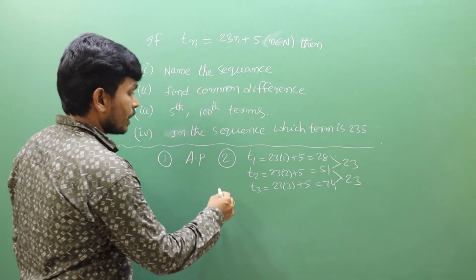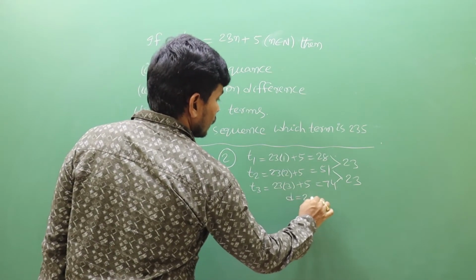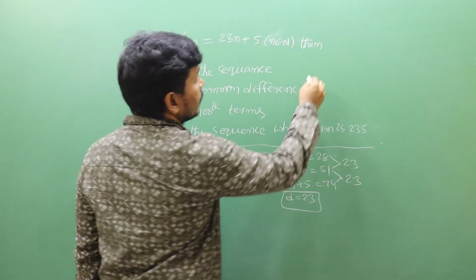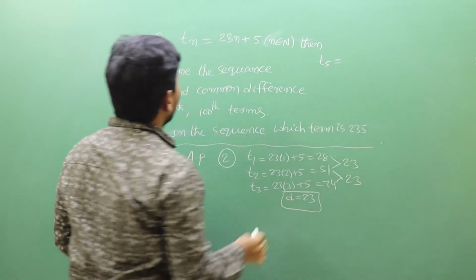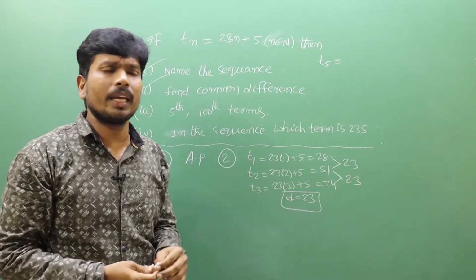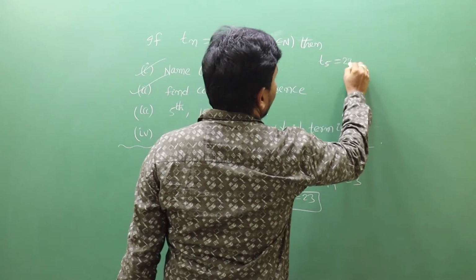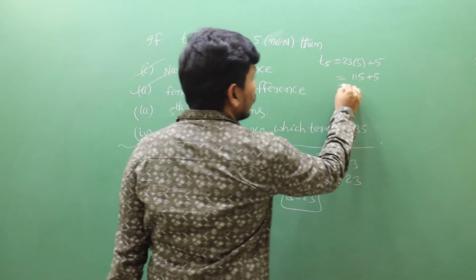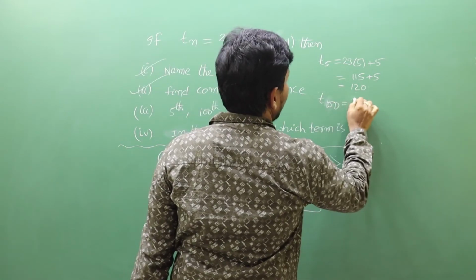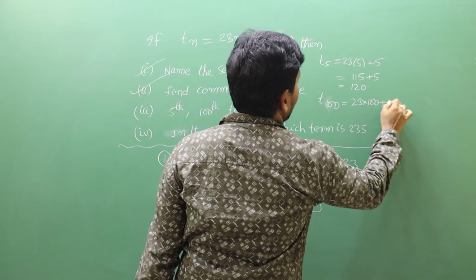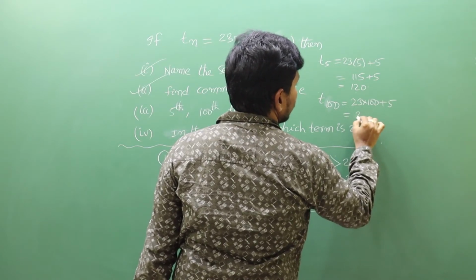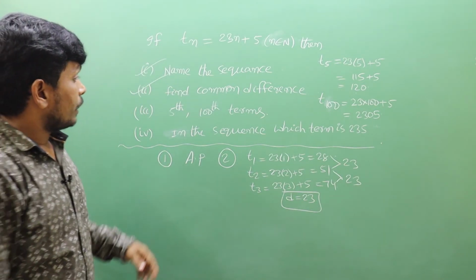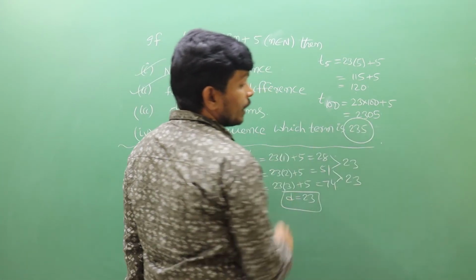So the second question's answer is your common difference d is equal to 23. The second question is also over. The fifth term is nothing but T5. Here the nth term is directly given. Observe, 23 into 5 plus 5. Yes, your answer is 120. T100 is equal to 2300 plus 5. So what do we get? 2305. It is the 100th term. Now asking in the sequence which term is 235.